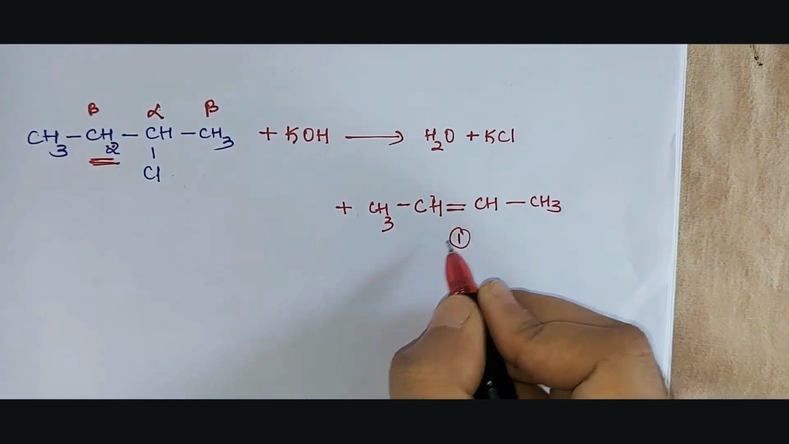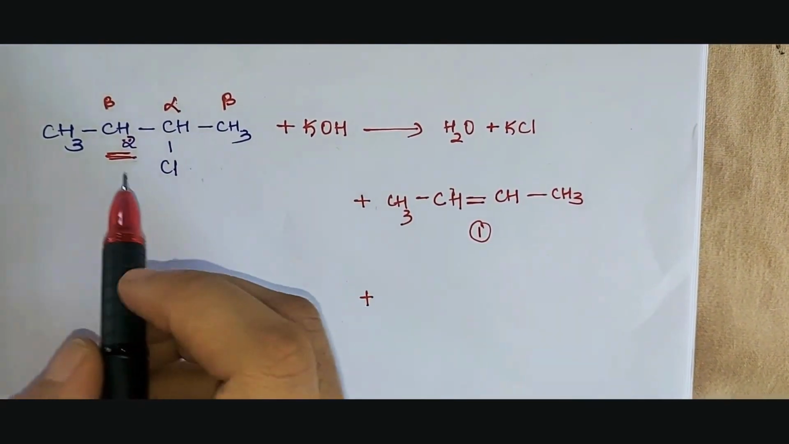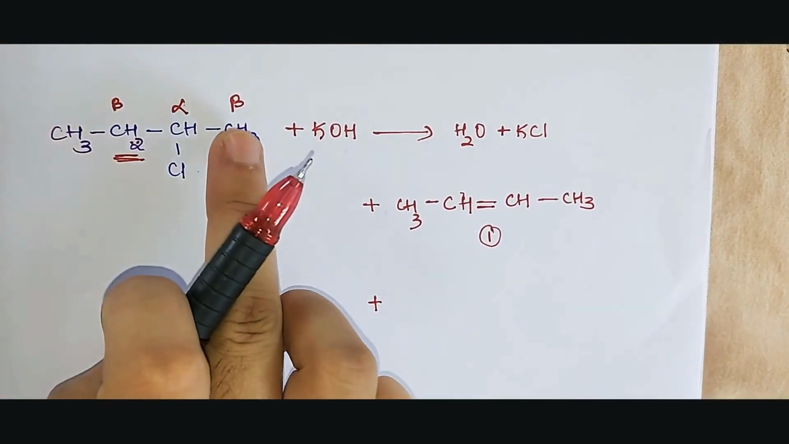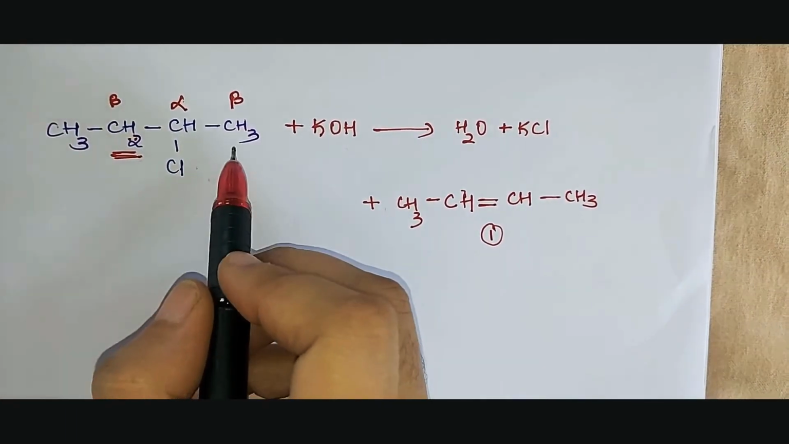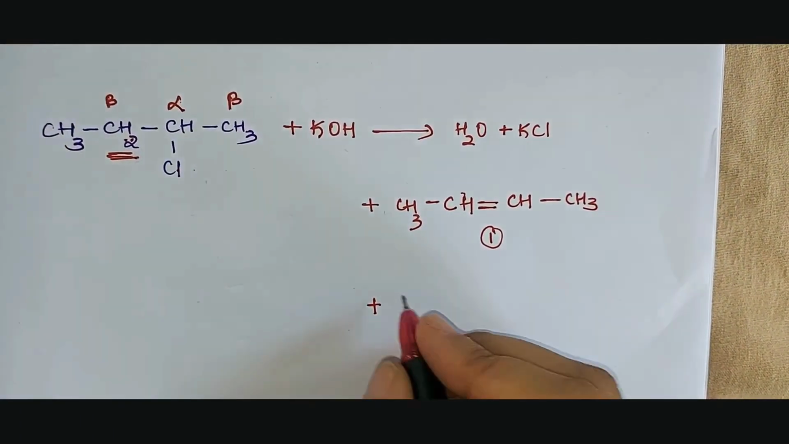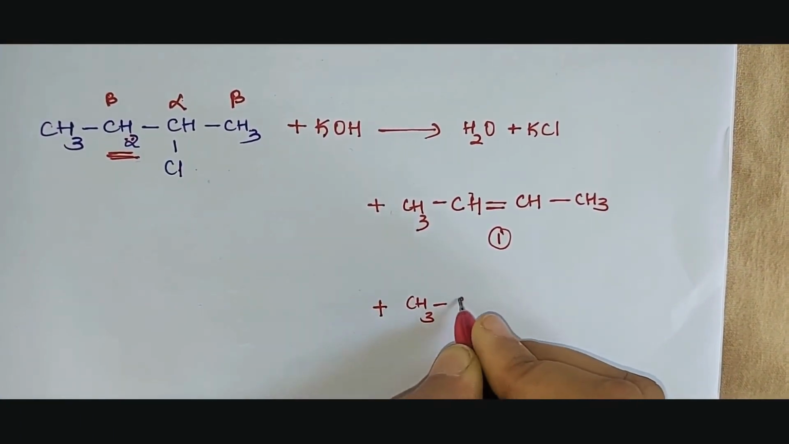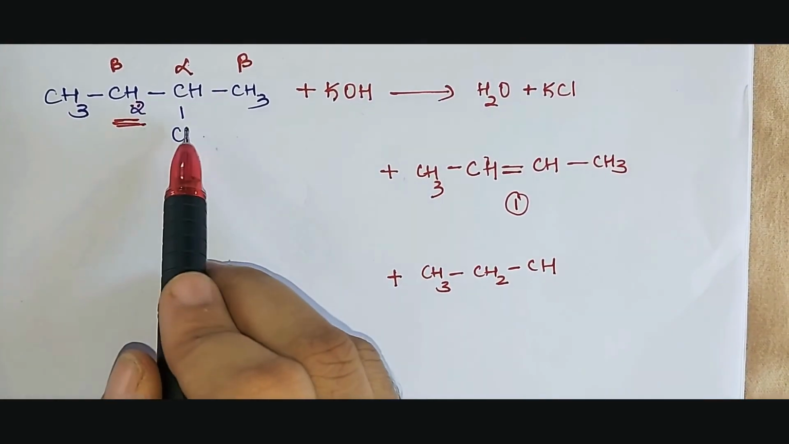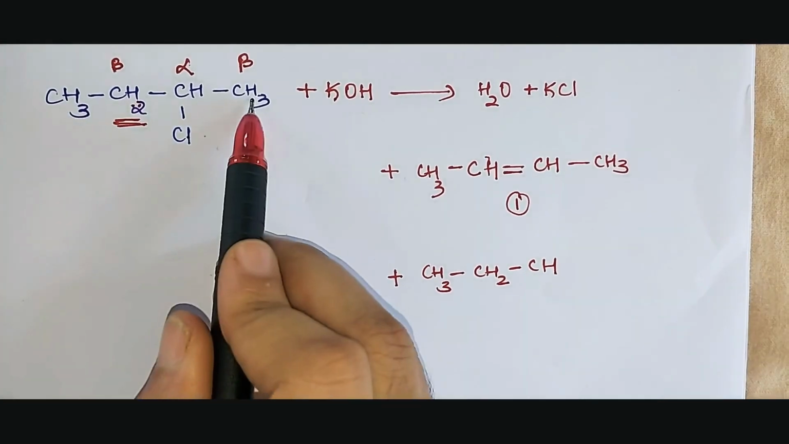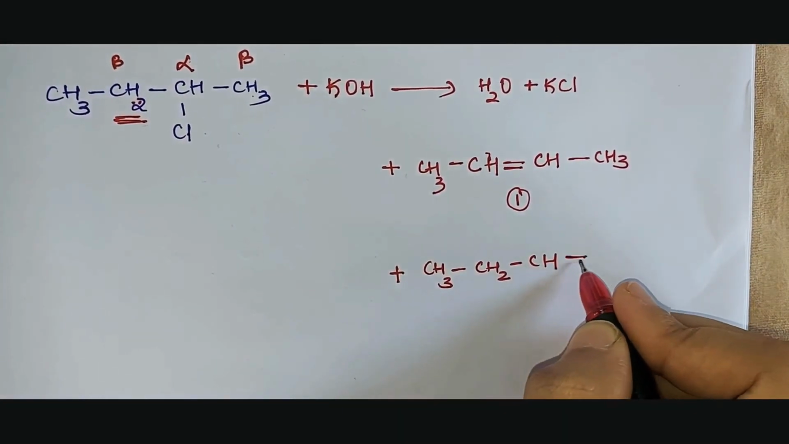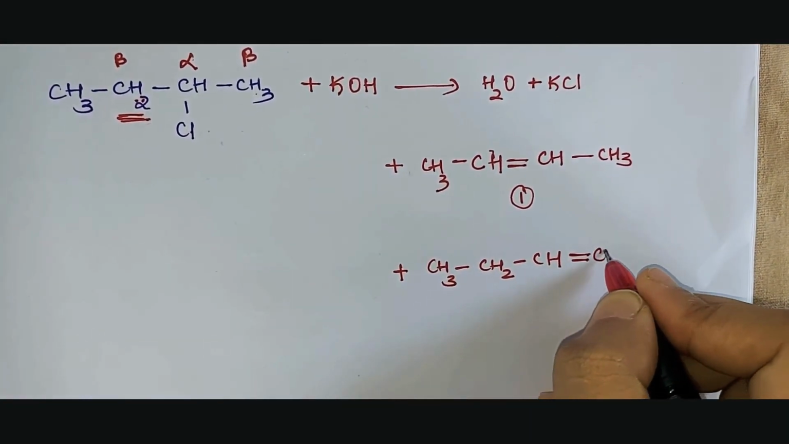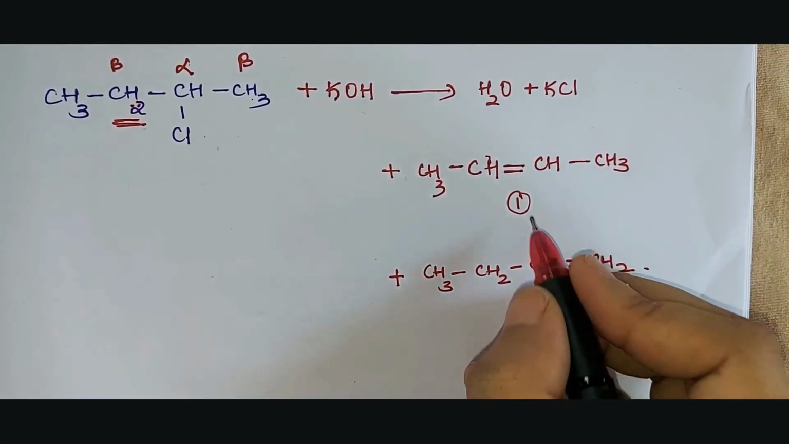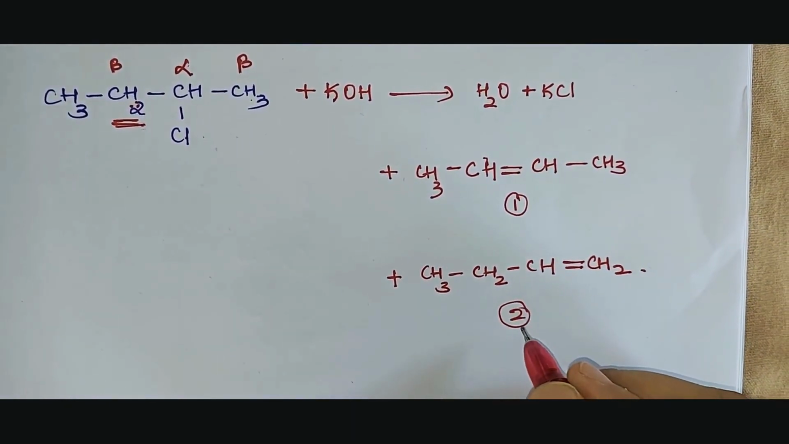Which is the other possible product? Now consider only the beta hydrogen on the right side. From that, hydrogen is eliminated, and from the alpha carbon atom, the halogen. So CH3, CH2, CH, Cl is eliminated. From CH3 one hydrogen is eliminated, and the single bond becomes a double bond. So here we get CH2. So what are the two possible products we obtain here? And out of these, which one will be the major?